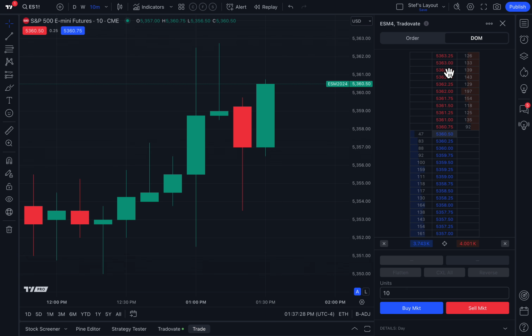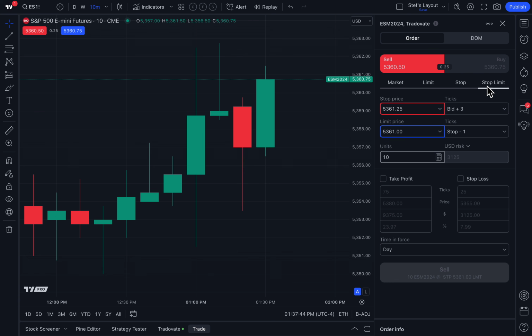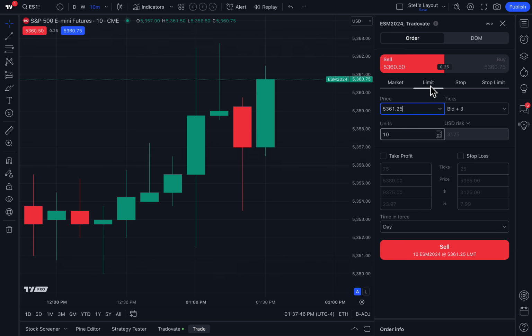One of the next important things to know about the depth of market is that you can manage orders from the depth of market. Now, many of you are going to be familiar with the order panel. This is where you create buy orders or sell orders. Then you can create market orders, limit orders, stops, and stop limits. The choice is yours. In our Help Center, we walk you through the order panel in great detail.